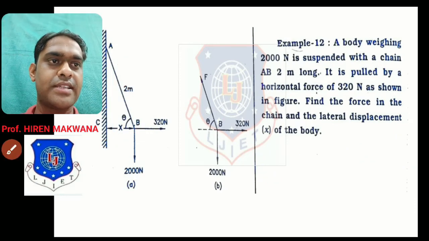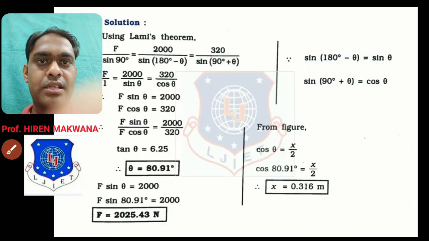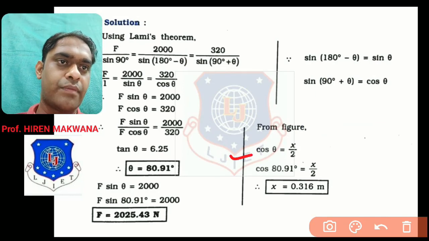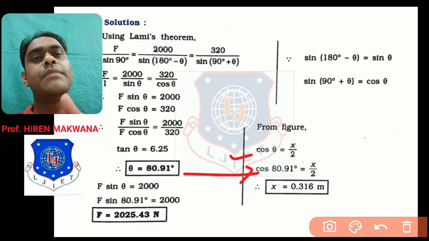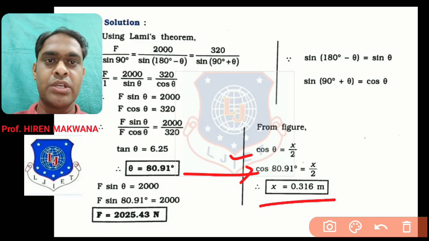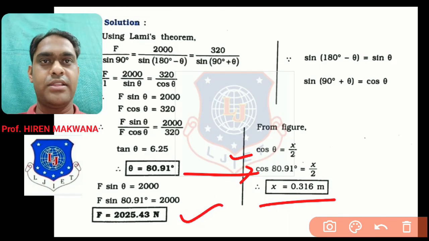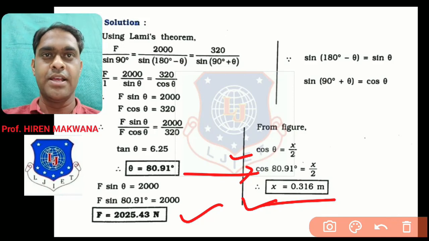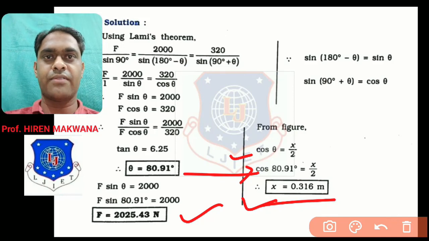Okay, so let us check. In this diagram, cos theta is equal to x by 2. Replacing the value of theta, cos 80.91 equal to x by 2, and simplifying in the calculator, you will get x equal to 0.316 meter. So here it is the force F in the chain, and here it is the lateral distance x traveled by the chain, 0.316 meter. So these are the two examples of Lami's theorem.